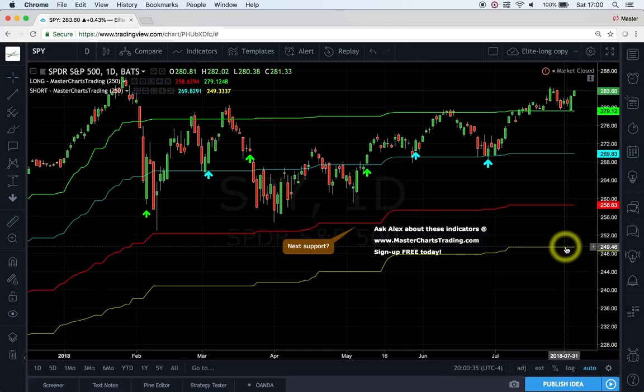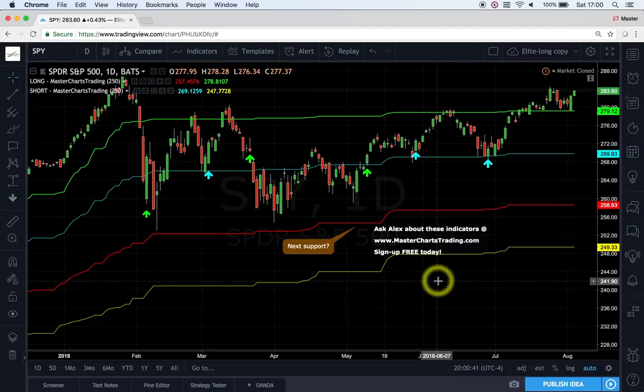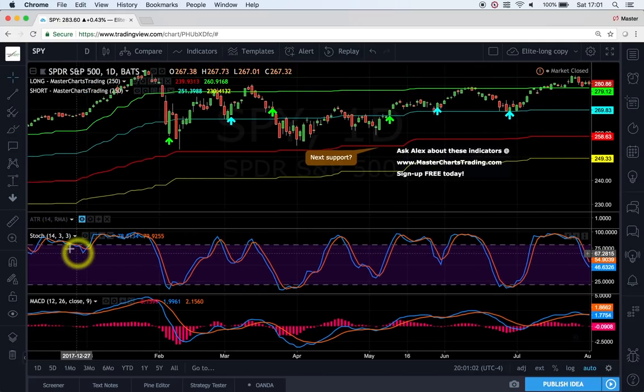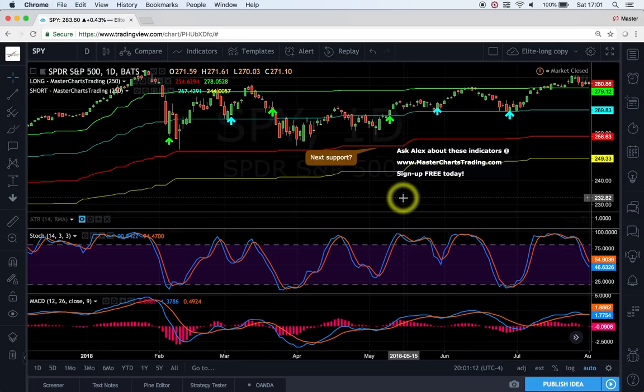Okay, so next question is, tell me, Alex, when is the market overbought or oversold? I used to use indicators to figure that out, and then I swore off those various indicators and I no longer use them. So here are a couple of indicators that are very commonly used. Stochastic, and I didn't even change any settings, that's just the normal settings. And then there's also MACD, moving average convergence divergence.